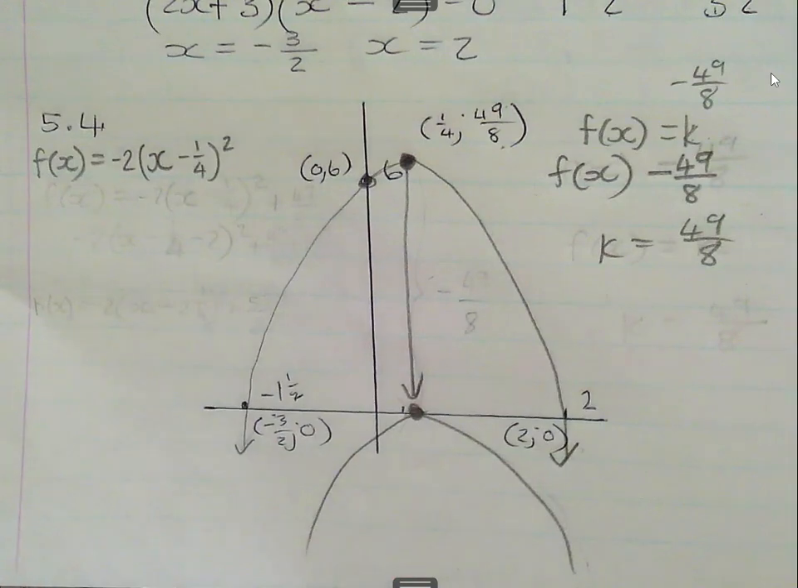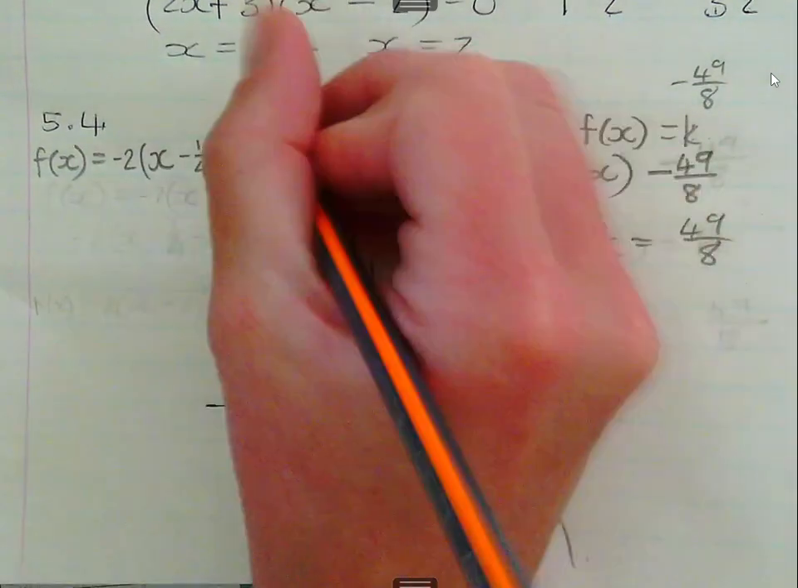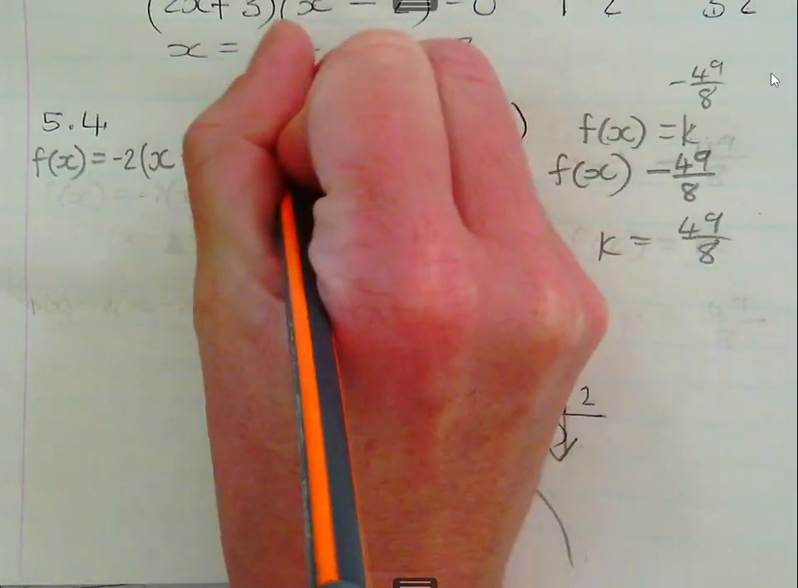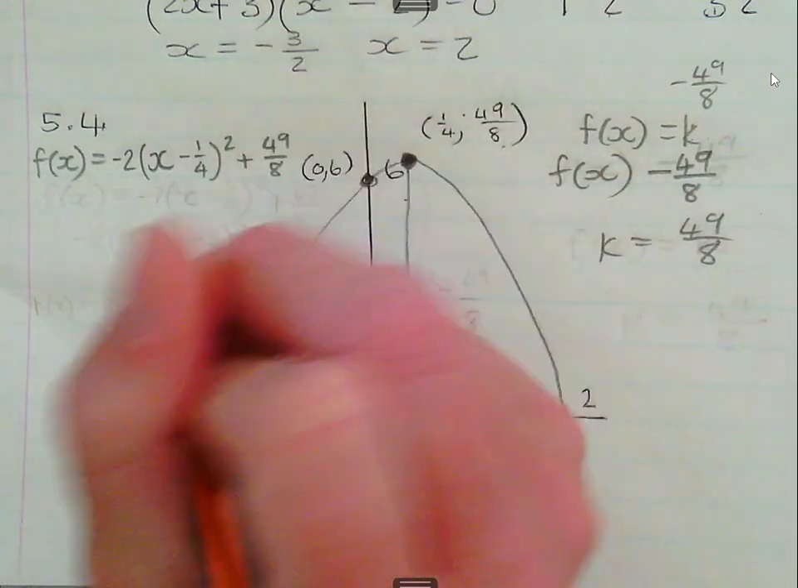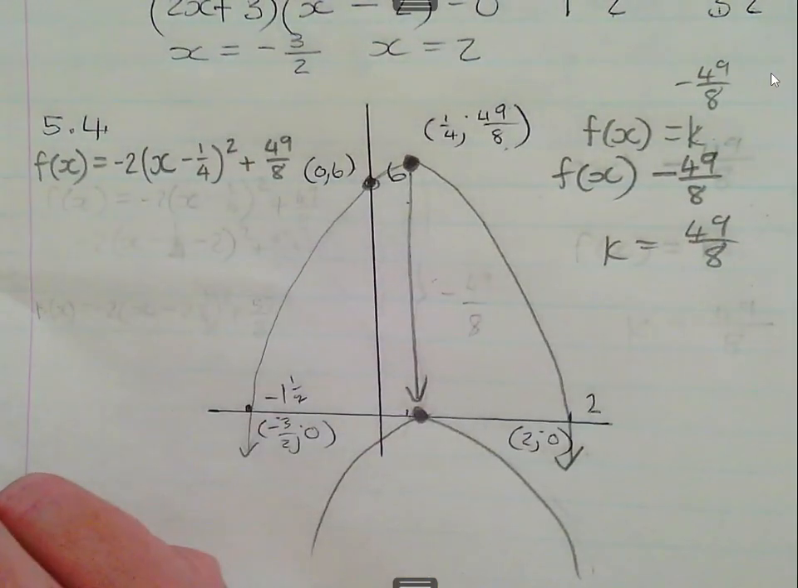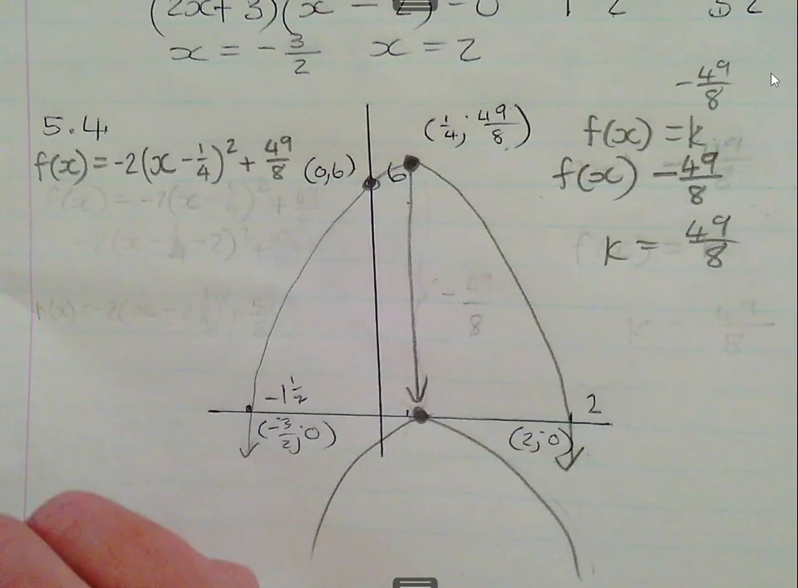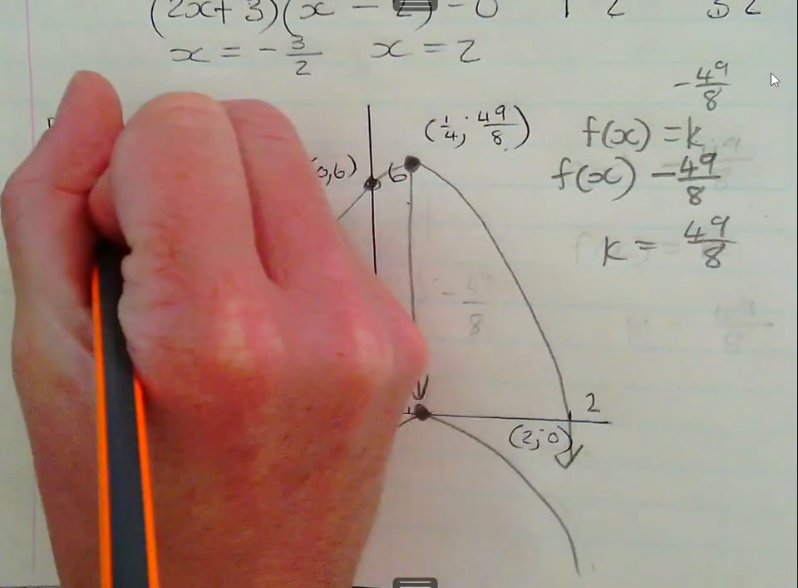And then the other one, the y value is the normal one. We say plus 49 over 8. So the transformation that's happening is it's 2 units to the right and 1 unit up.